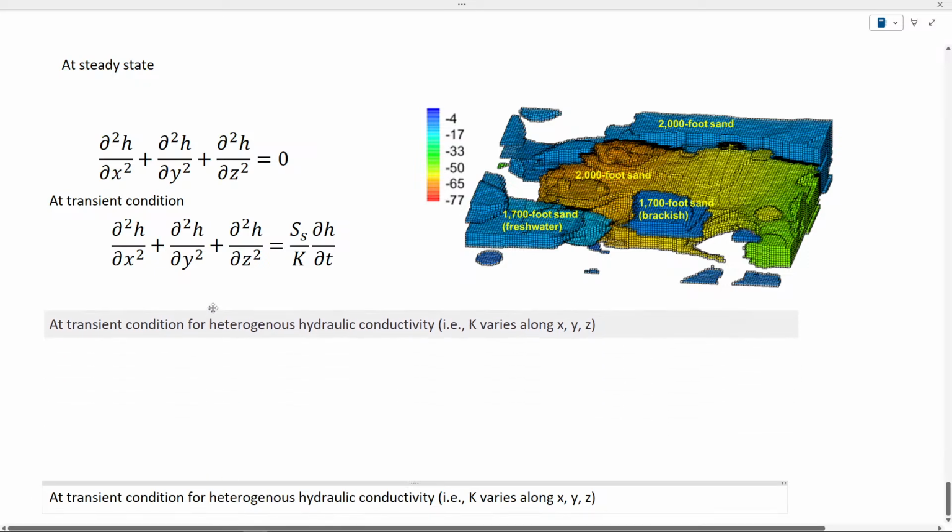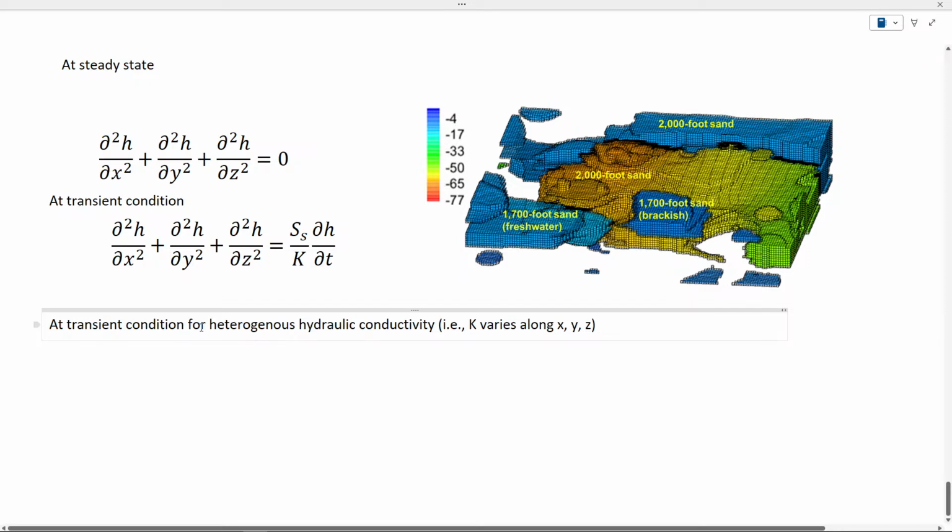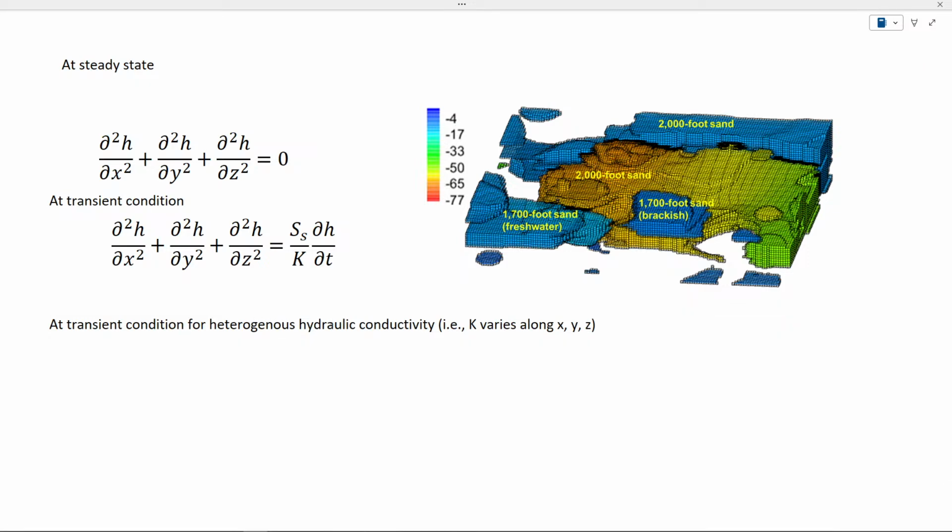That's basically the equation that describes how head, the hydraulic head, changes within something that can look like this. Now let's do another case, steady state and transient condition for heterogeneous hydraulic conductivity. So we assume that the hydraulic conductivity which controls the flow is heterogeneous because the subsurface is not the same everywhere. In that case, this K will not be constant. K will be changing with x, K will be changing with y, and K will be changing with z. So it's not going to be constant because it's a heterogeneous aquifer.